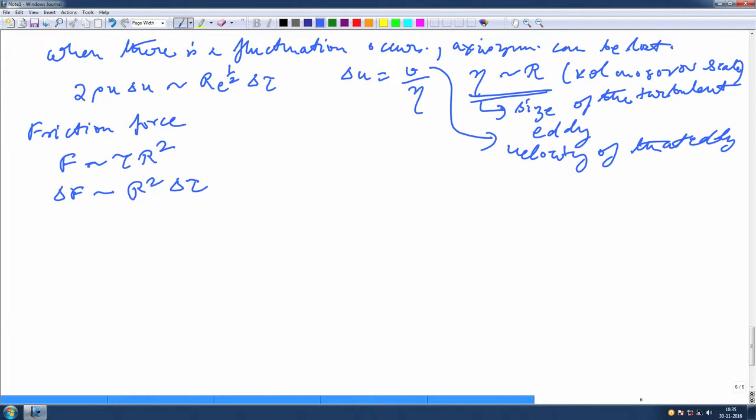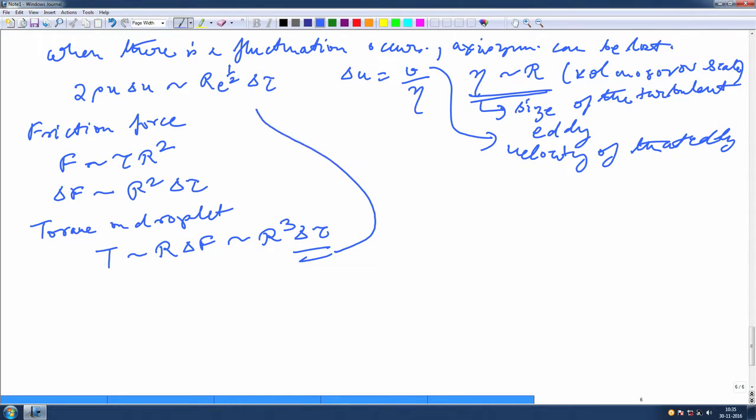Once again, it is a simple differential, right. So, the torque on the droplet, what will be the torque value on the droplet? The torque value on the droplet is basically r into this delta f, right, the change in friction, that is basically given as r cube into delta tau just by substituting the expression for friction, right. Now, already this delta tau expression is linked here as we know, right. So, this tau is therefore given as rho u square or rho uv, whatever you call it, Reynolds number to the power of half into r square.